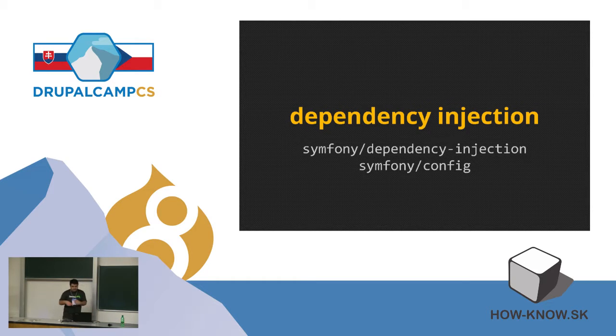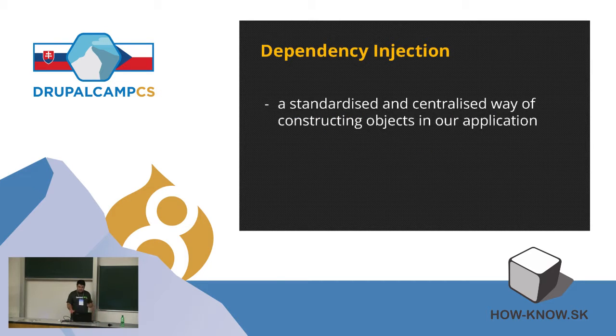So I'm going to guide you step by step through what we did within a few weeks. First of all, we used a dependency injection component and a Symfony config component. Dependency injection is a powerful way of managing dependencies in your project. It's basically automating building all the dependencies tree.